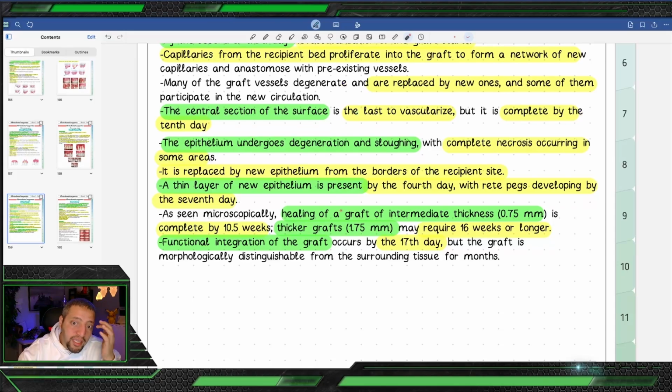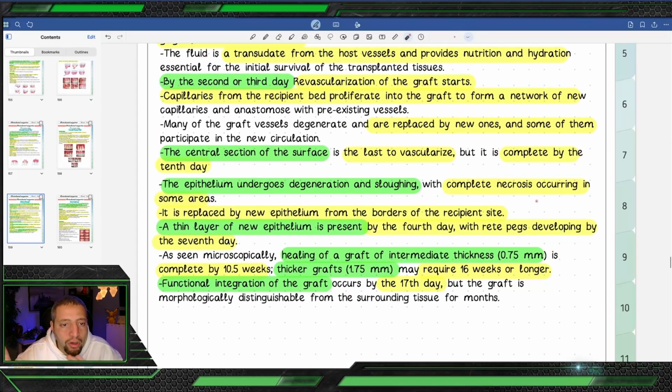As seen microscopically, healing of the graft of intermediate thickness is completed by 10 or 11 weeks, and a thicker graft, up to 1.75, which is the thickest one, may require up to 16 weeks or longer. Functional integration happens by day number 17. Yeah, I know, a lot of numbers, we hate numbers, but sadly they ask questions about this. So you will see questions about where the source of the nutrition is, how the nutrition comes in the first 2 days, what the time frame is for the epithelium to be healed, all this. I'm sorry, but you should know it.